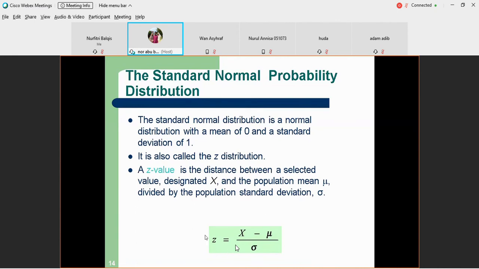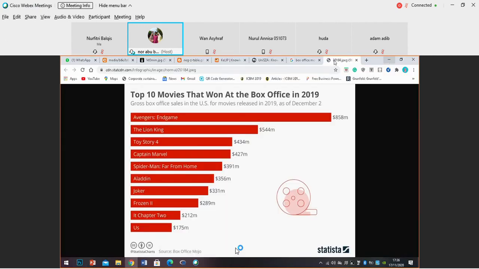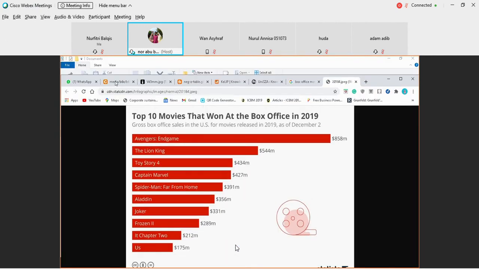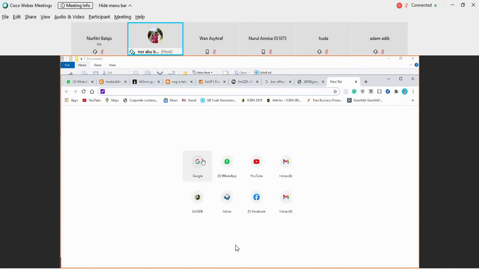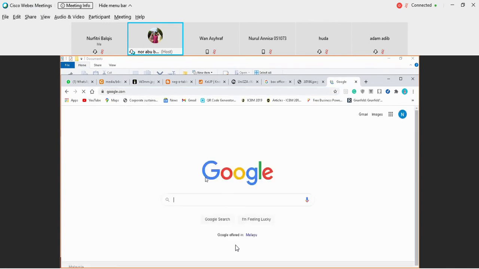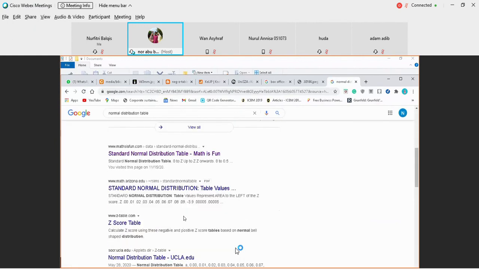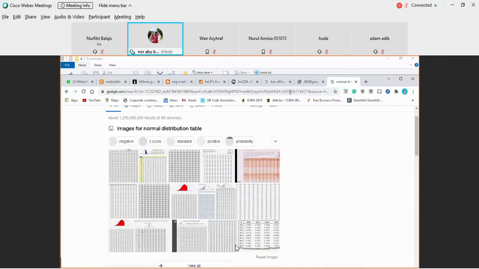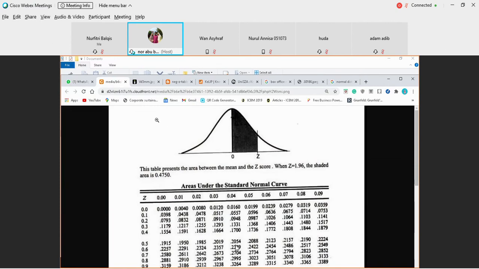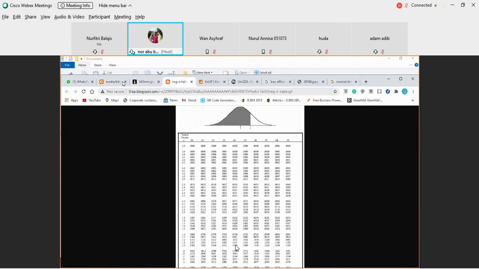Maybe now you don't understand yet, but just look first. This is the formula you will use. Z is X minus mu divided by sigma. So let's see what is meant by normal probability distribution. You can search using Google, or it is also in your book. Just search normal probability or normal distribution table, and you can search for images or even websites regarding the topic.